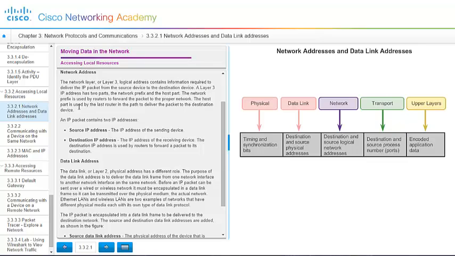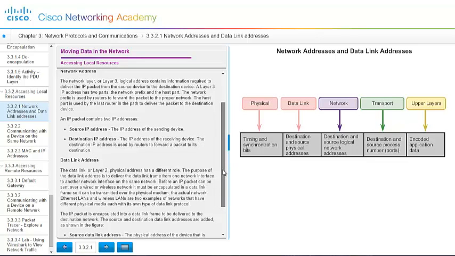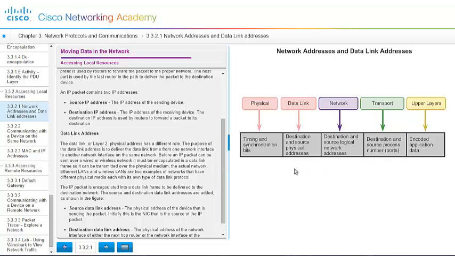And a layer 3 IP address has two parts, the network prefix and the host part. The network prefix is used by routers to forward the packet to the proper network, and the host part is used by the last router in the path to deliver the packet to the destination device. An IP packet contains two IP addresses, the source IP address, that's the IP address of the sending device, and the destination IP address, that's the IP address of the receiving device. And the destination IP address is used by routers to forward the packet to its destination. You can see that referenced in this diagram over here.